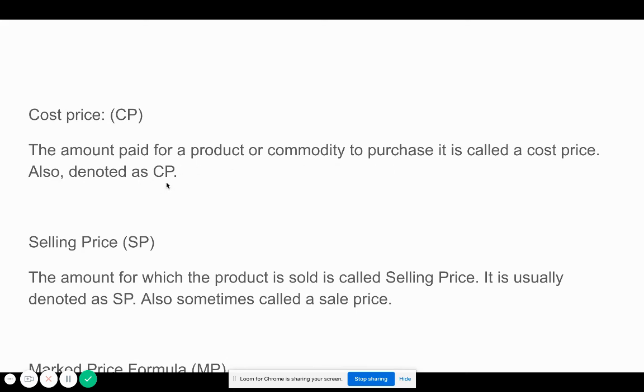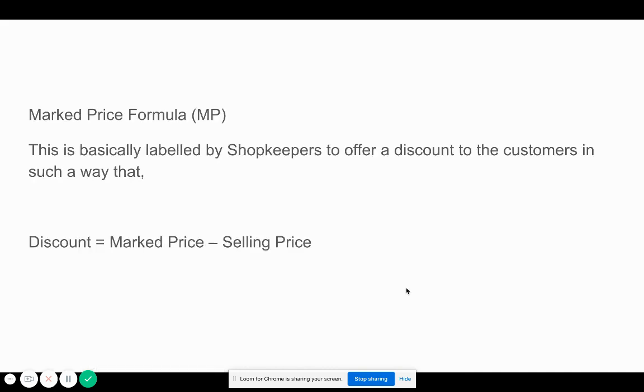We won't always say cost price, selling price. We'll just refer to them as CP and SP. What is SP? The amount for which the product is sold is called the selling price. Now, what is marked price? This is basically labeled by shopkeepers to offer a discount to the customers in such a way that discount is nothing but what remains when I remove the selling price from the marked price.